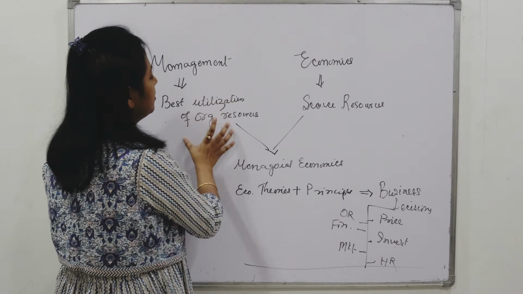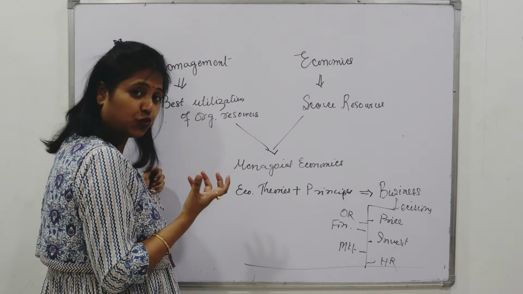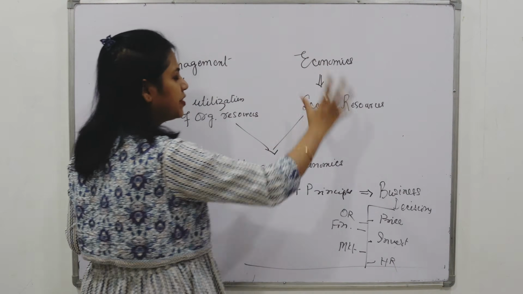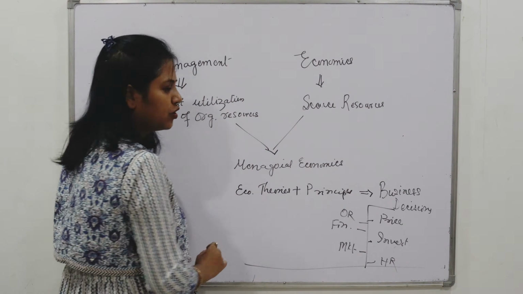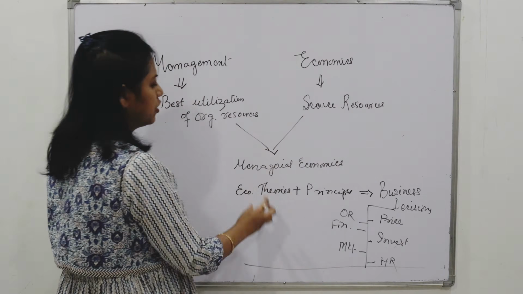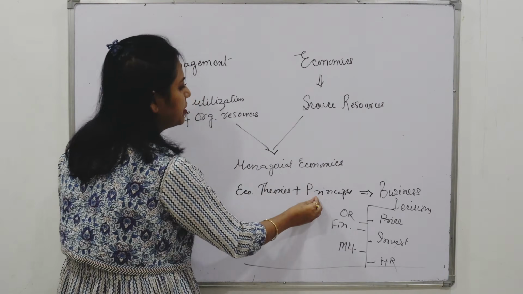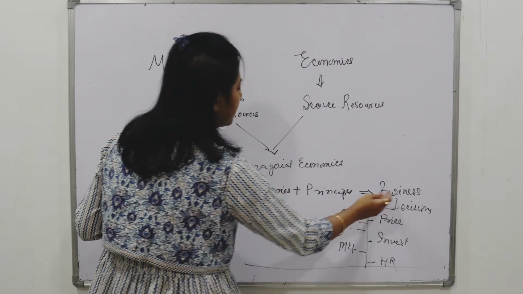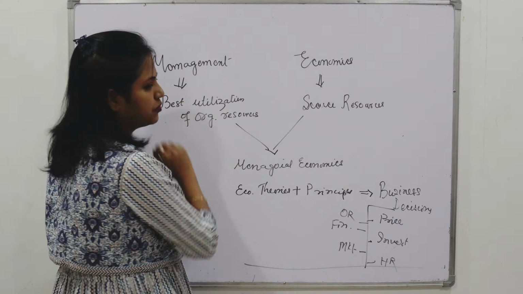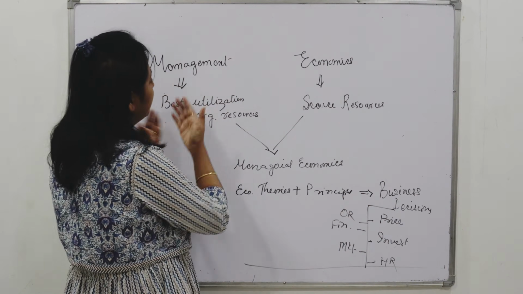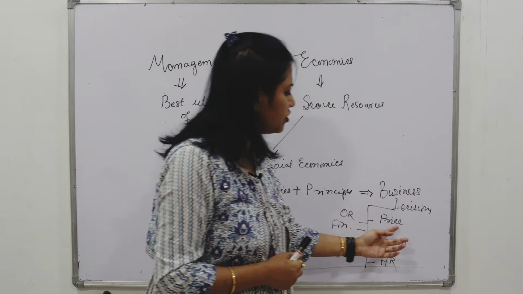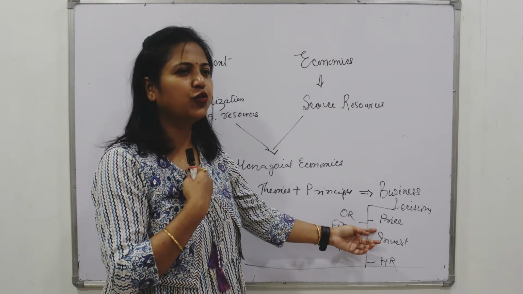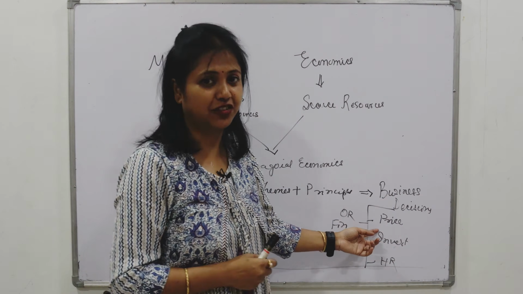So management wants to make the best use of resources. Economics is a science of scarce resources. Combining these two, we get managerial economics. So use theories of economics, principles of economics, apply them to business decision making, and you will get your ultimate objective of maximizing the welfare of an organization. So the decisions relating to price, because what we want to do is what is best for the organization, right?